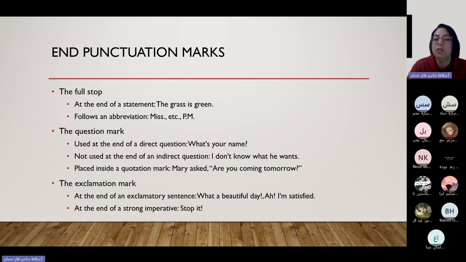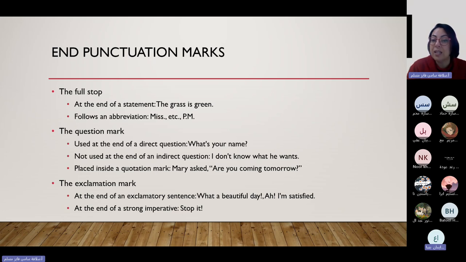Like, I don't know what he wants. This is not a question, it's an indirect question. That's why we don't put a question mark. If I want to make it a question, you say, don't you know what he wants? Question mark. ليش؟ لأن حطينا الفعل قبل الفاعل. Always, questions have the verb before the subject.